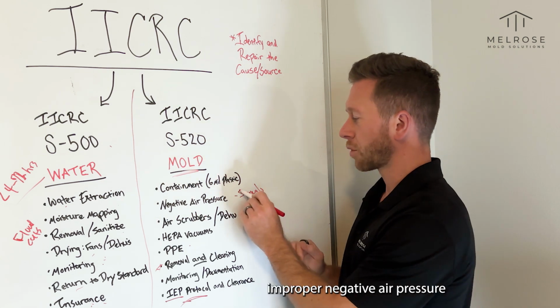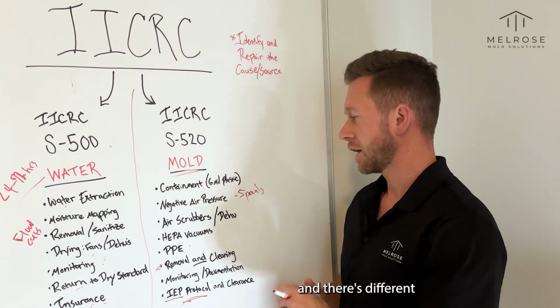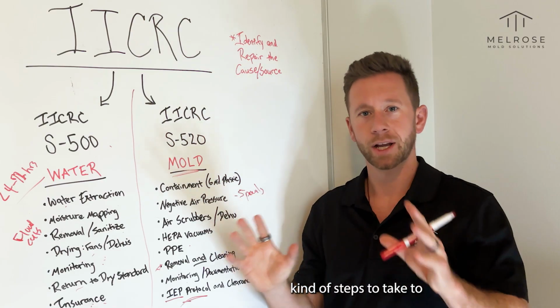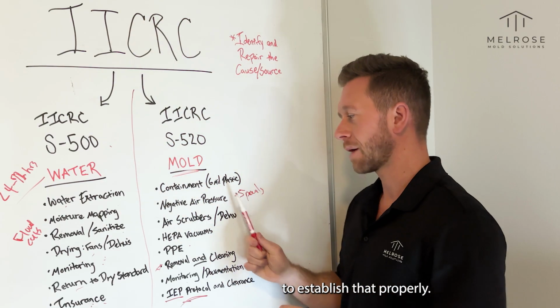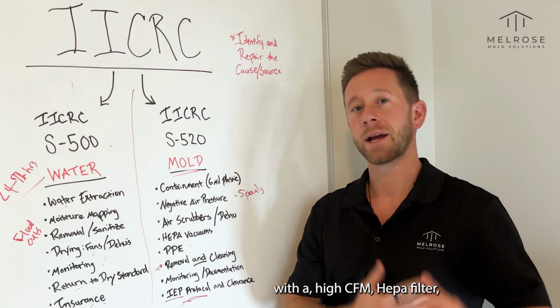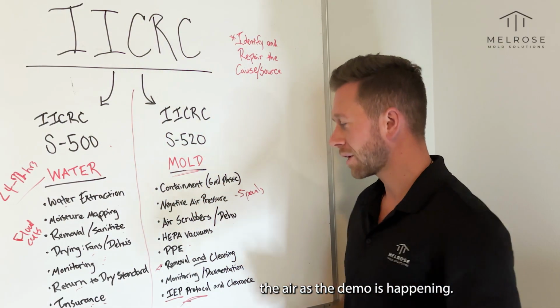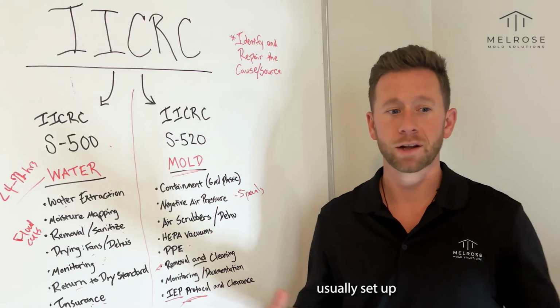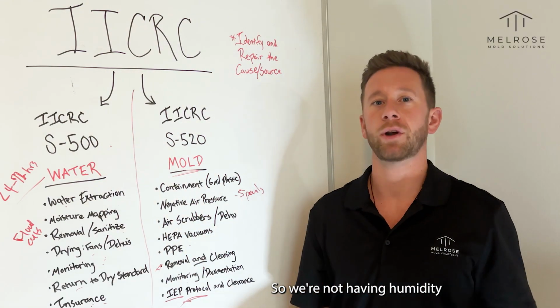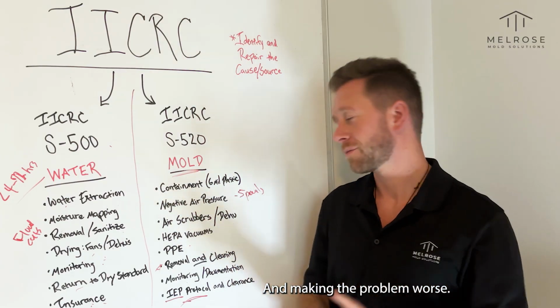This is establishing proper negative air pressure so that we're moving air out of the building. And there's different kind of steps to take to establish that properly. Then there's air scrubbers that's filtering the air with a high CFM HEPA filter in there to clean the air as the demo is happening. Then there's a dehumidifier, usually set up to kind of neutralize the place so we're not having humidity spike into a small contained zone and making the problem worse.